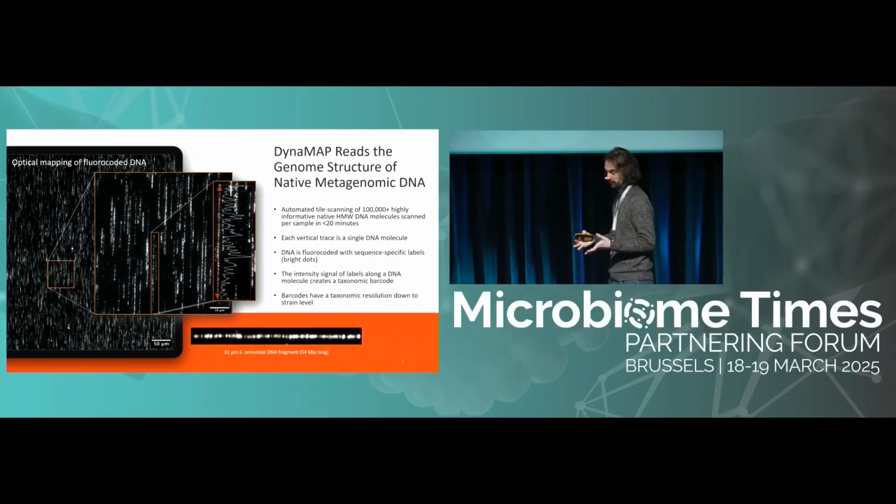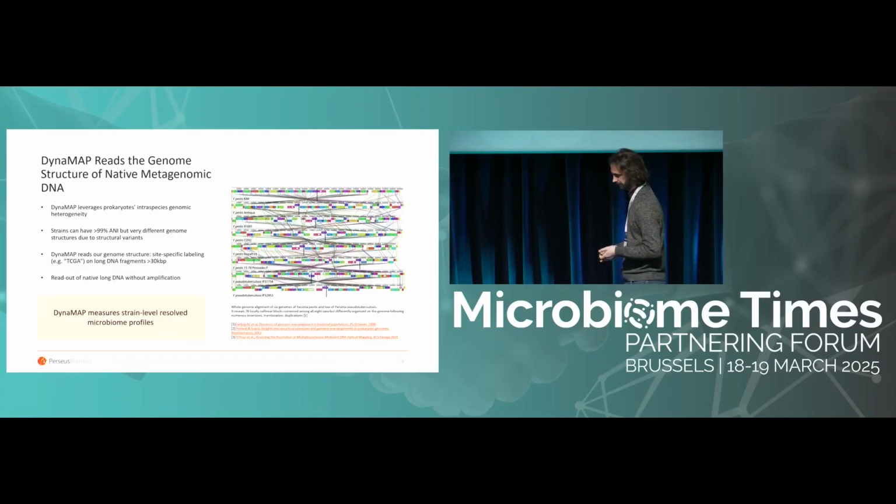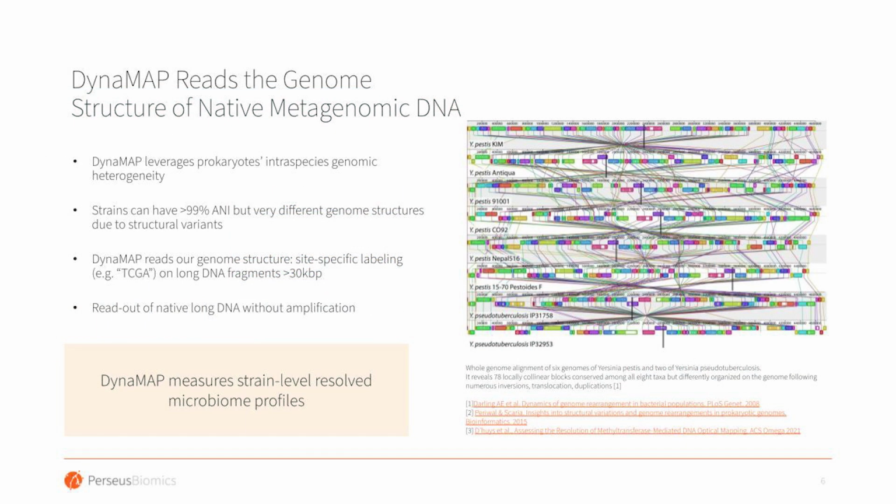And on top of that, it's a very high throughput method because we scan hundreds of thousands of molecules in less than 20 minutes, which means gigabase pairs, the equivalent depth of deep shotgun sequencing. Now, I promised in the beginning that we can achieve strain-level resolution with this method. And this may come as a surprise because by now it will be clear that we do not have single nucleotide resolution. With this method, you cannot see single nucleotide differences between two genomes.